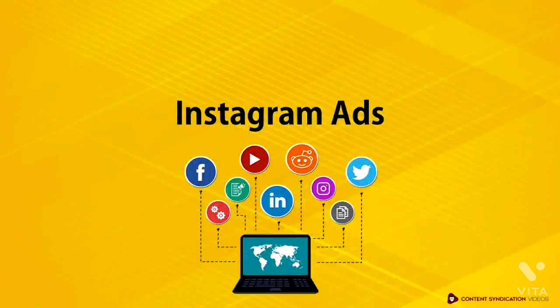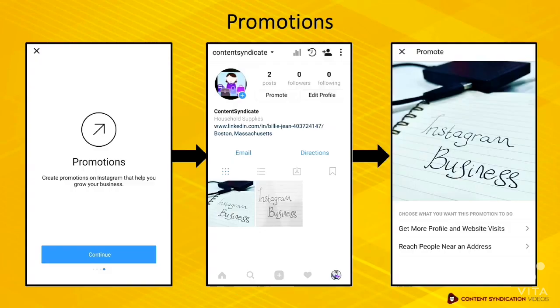Promotions or Instagram ads allows you to create advertisements to promote your content to users worldwide. All you need to do is click Promote from your profile. From there, choose which post you wanted to promote. Depending on your objective, you need to choose what you want this promotion to do. Let's say you want to get more profile and website visits. Click on that option and you'll be directed to fill in all the details needed for a successful promotion.